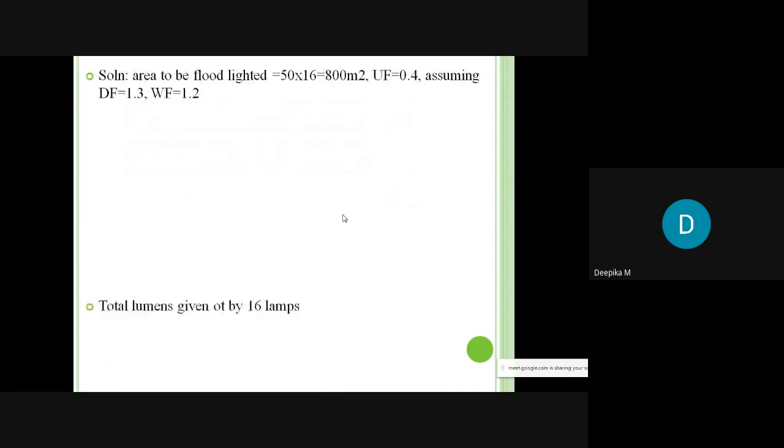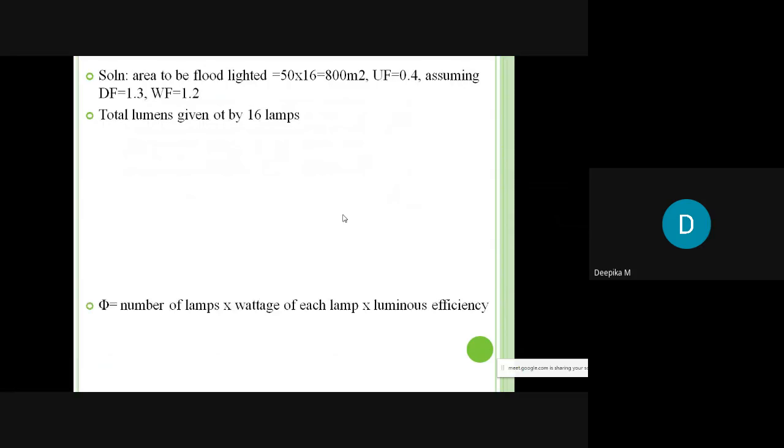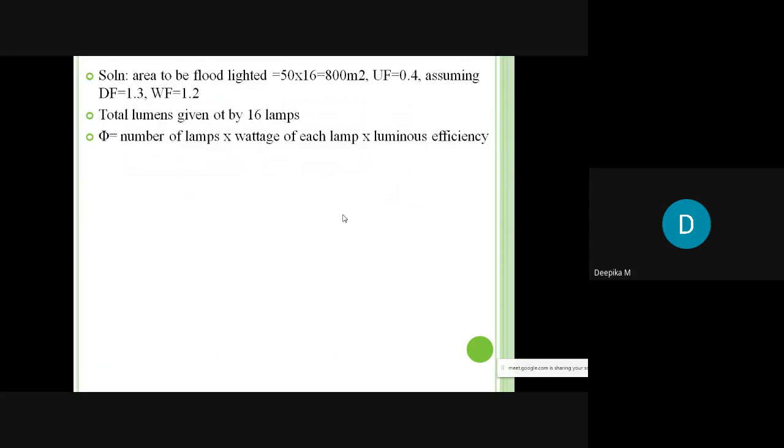So how do you go with this? First of all, you list out the data and calculate the area. Then the total lumens given out by the 16 lamps is nothing but what? How do you calculate this? So this phi is the number of lamps and the wattage of each lamp into luminous efficiency. Lumens per watt, watt will get cancelled, then you will get the answer in lumens. So therefore, you have to multiply number of lamps and its wattage into luminous efficiency. So 16 into 1000 into 17.4, you'll get 2,78,400 lumens. So this is the lumens given out by the 16 lamps.